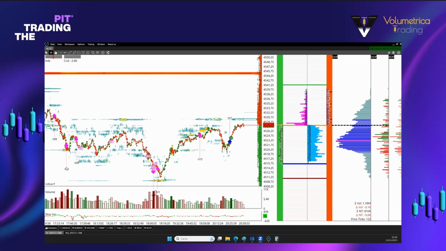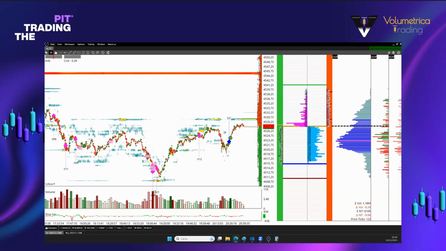There is a question about the name of this software. The software is called Volbook, and it is basically a heat map. It's provided by Volumetrica Trading. If you want, I can show you the website. Here it is.